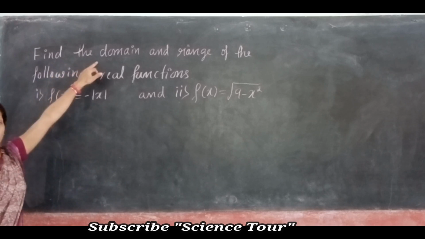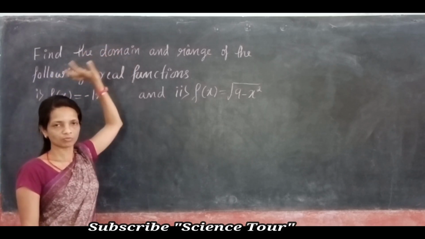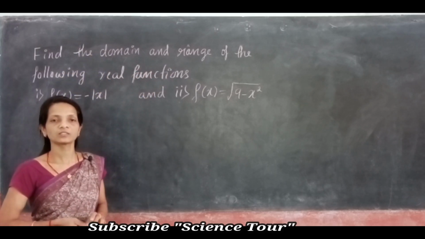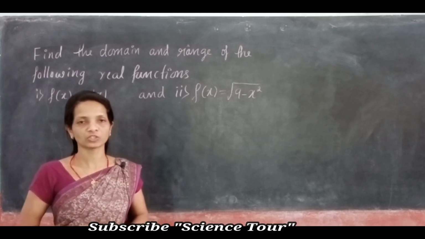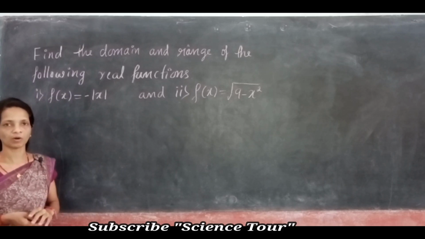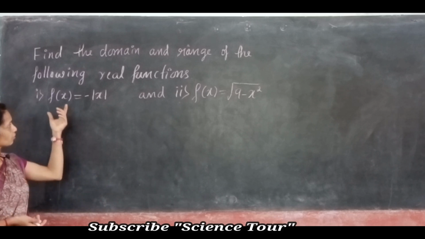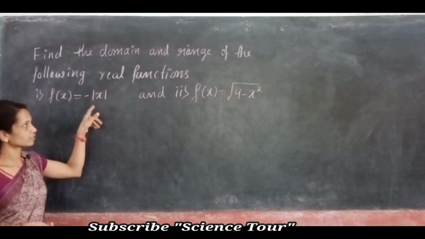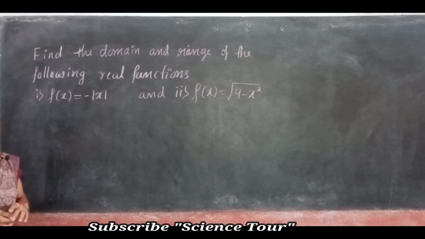Domain means what? Domain means the collection of all first elements of ordered pairs in that function, and range is the collection of all second elements of ordered pairs in that function. But here we are not given the function in roster form to collect first or second elements. We are given a function in this way, f of x equal to minus mod x. In general they are given like this. So then how to find the domain and range?